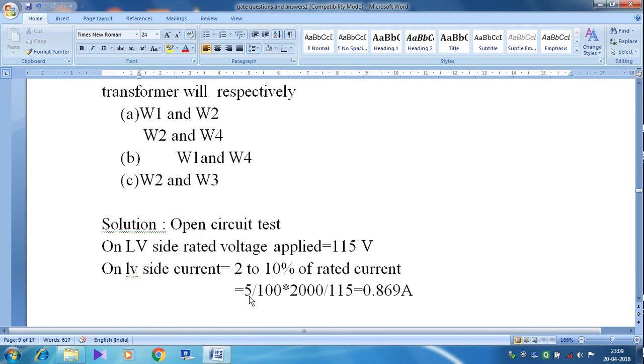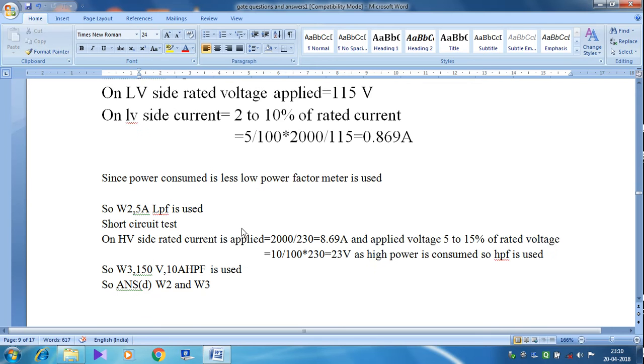So let us take 5%. Here it is given 2 to 10%, we will take 5% of rated current. So 5 by 100 into 2000 by 115, which is equal to 0.869 ampere. Since the power consumed is less, a power factor meter is used, that is a low power factor meter.